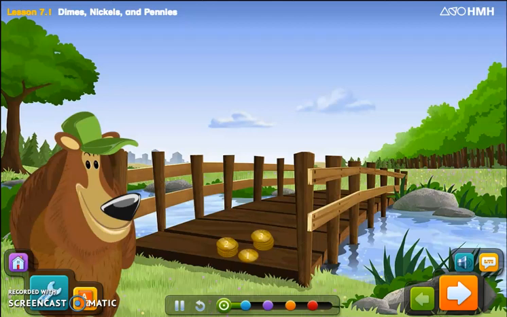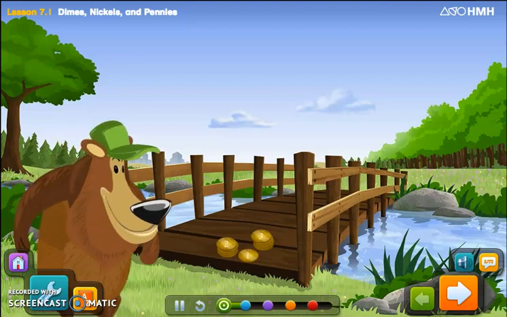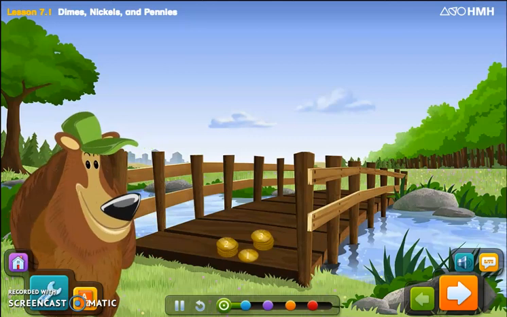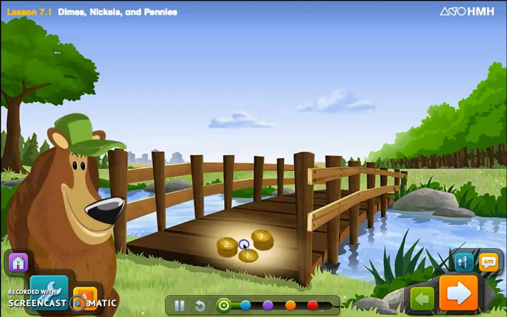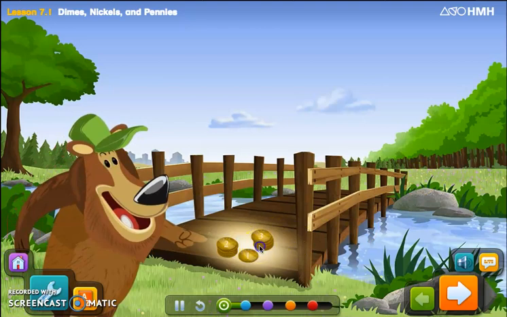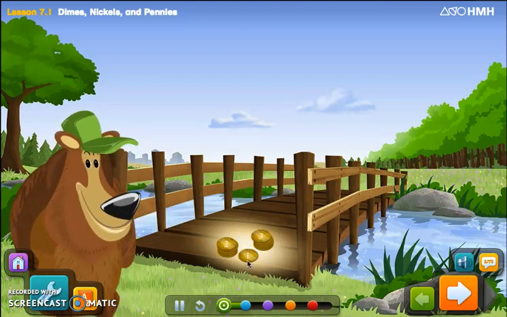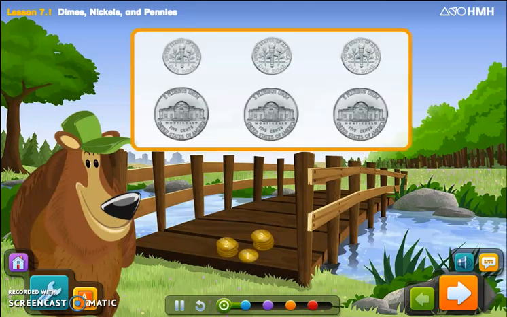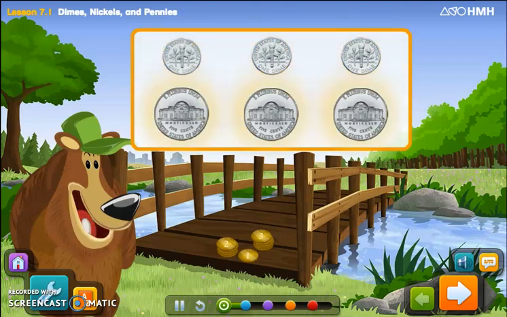Well, hi, friends. I just found a bunch of coins on the bridge. I think somebody dropped them. I wonder how much money there is. Click the coins and let's take a closer look. Let's see. These 3 coins are alike. There's also another set of 3 coins that are alike. What do you think these coins are worth?